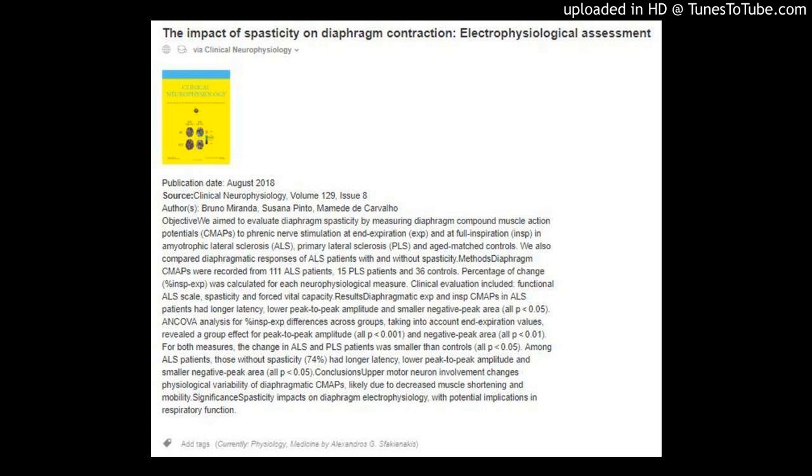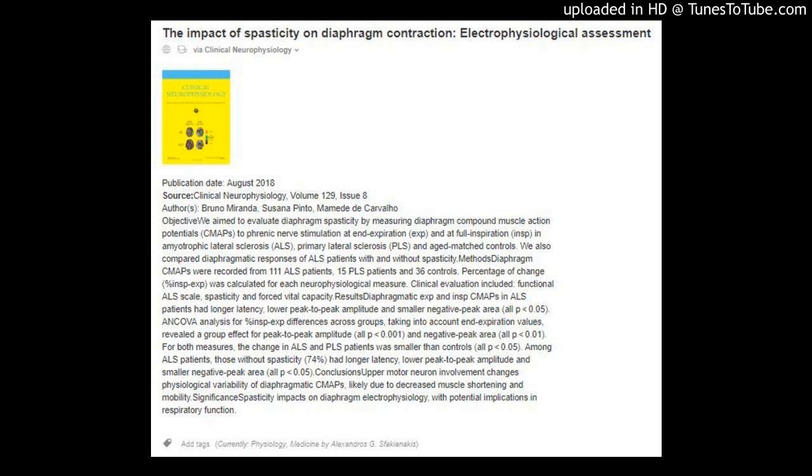The impact of spasticity on diaphragm contraction, electrophysiological assessment. Via Clinical Neurophysiology. S138824557.gif. Publication date, August 2018. Source: Clinical Neurophysiology, Volume 129, Issue 8. Authors: Bruno, Miranda, Susana, Pinto, Mamede, Carvalho.